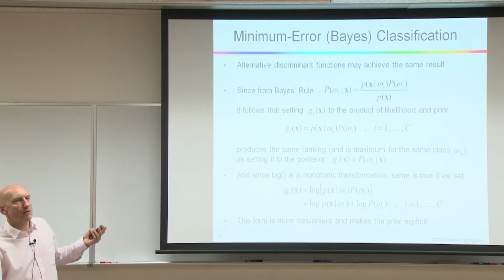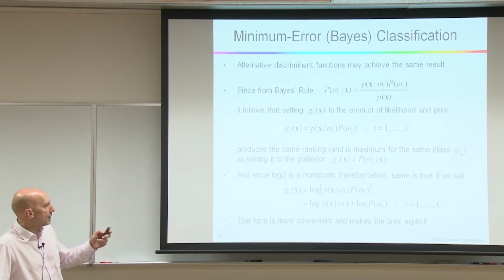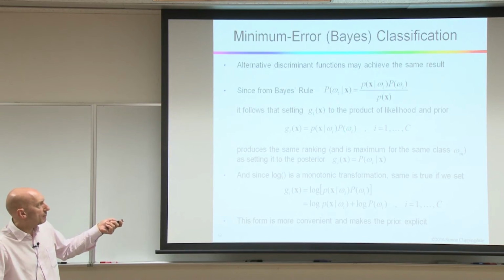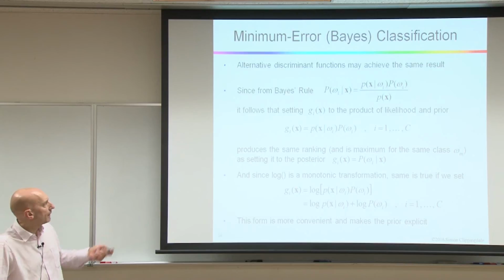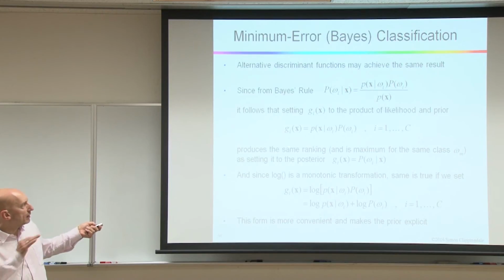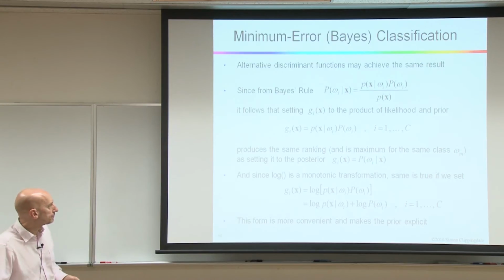So it may be that you have way more data in some of your training classes than in others. And if that's the case, this is probably going to be bigger in general than for some other i. Okay, so if you do that, that gives you the same ranking. And it's maximum for the same class as setting your discriminant function to this thing, as we did on the last slide.